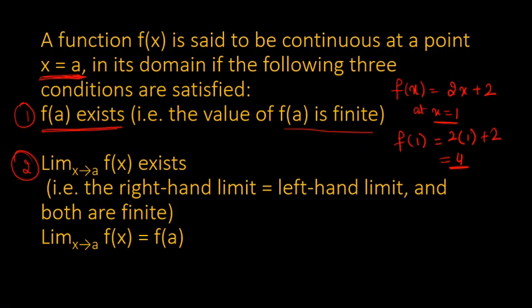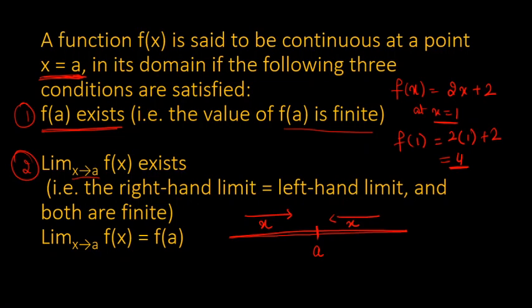Second condition is that limit x approaches to a, f of x exists. This doesn't mean that x is equal to a. This means x approaching to a. What is the meaning of approaching? Suppose I am having this point. This is a point, suppose a. X, this is x-axis. X should approach a, whether from the left hand side or from the right hand side. This means that x is approaching towards the a.